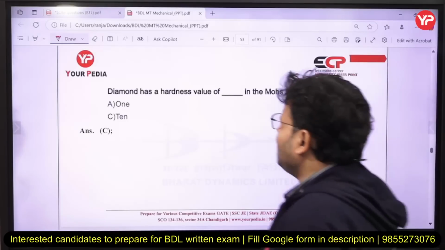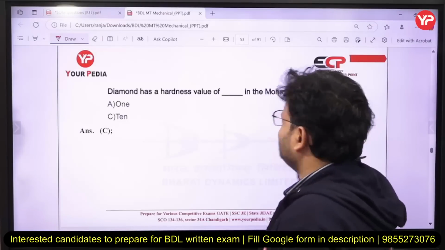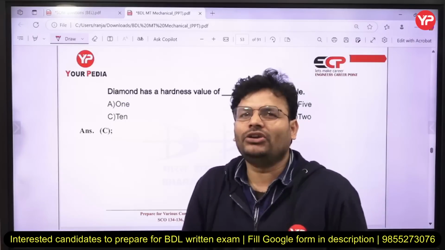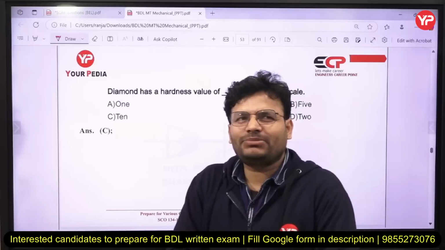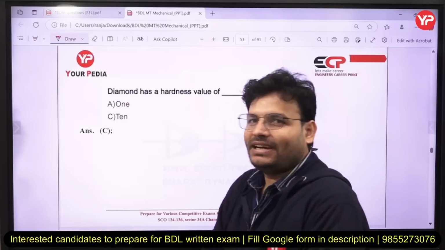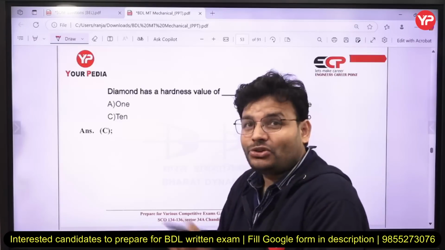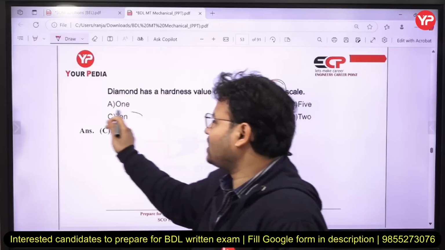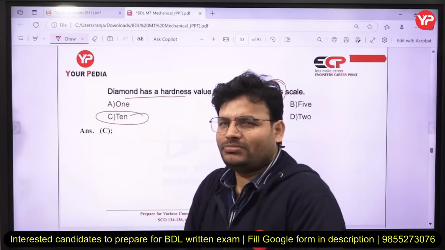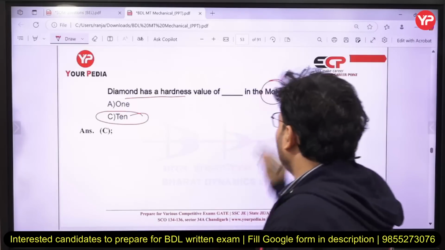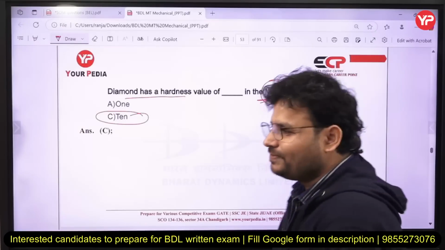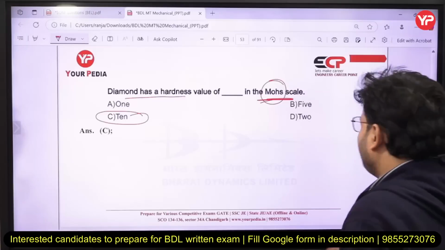Next, diamond has a hardness value on the Mohs scale of what? My friends, you know diamond is the hardest material known till now, right? The maximum value on the Mohs scale is 10, and diamond is very close to that. So the correct answer will be C for Chennai. Diamond has the highest hardness, and its numerical value is 10 on the Mohs scale.